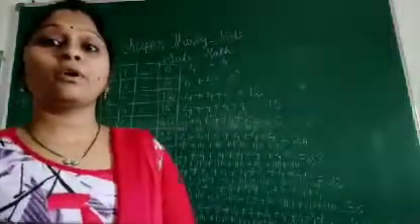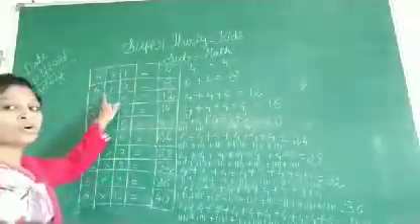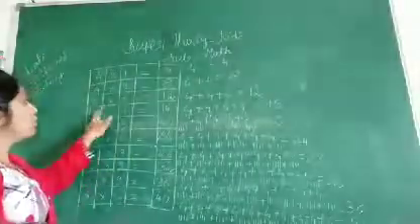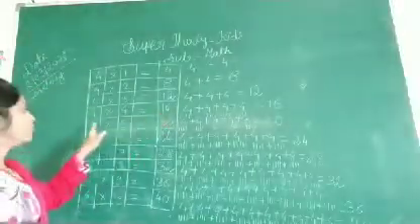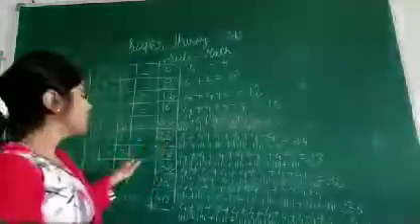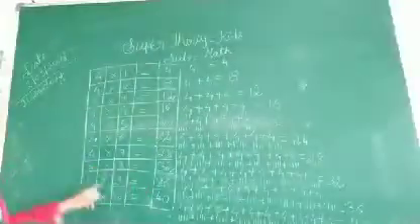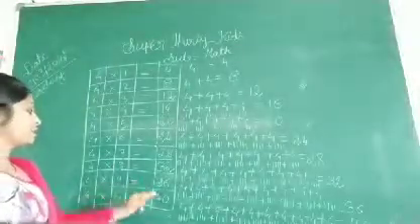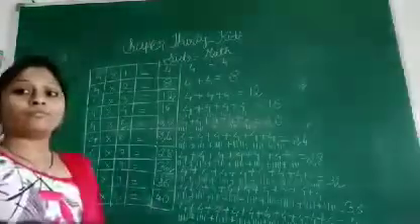Repeat after me, all of you. 4 ones are 4, 4 twos are 8, 4 threes are 12, 4 fours are 16, 4 fives are 20, 4 sixes are 24, 4 sevens are 28, 4 eights are 32, 4 nines are 36, 4 tens are 40.